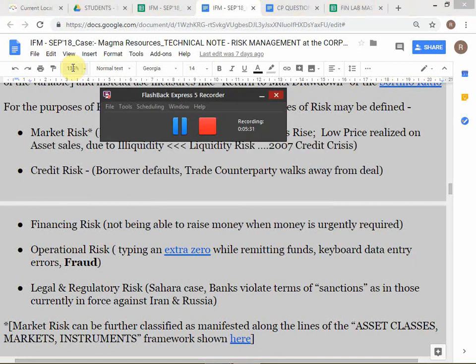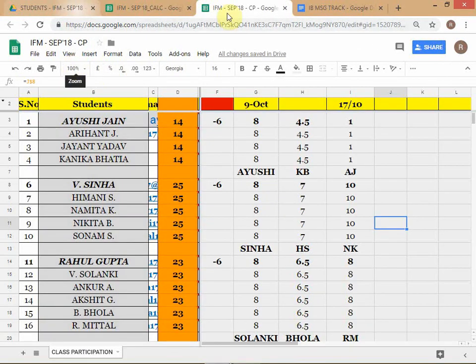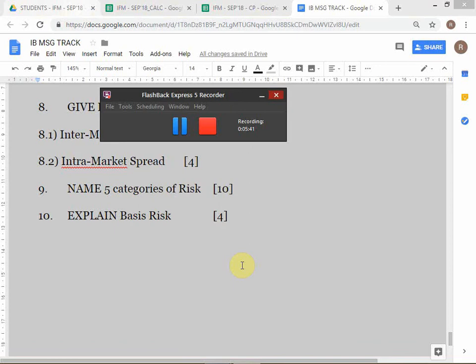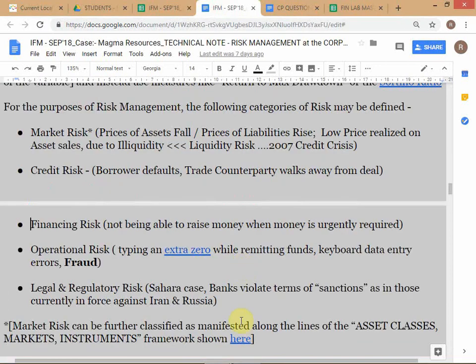I'll just do the coverage of the CP questions. So I'll start with question number 9. Very easy, straight from your notes. Many of you said financial risk. I have still given you the marks for that, although the right word, financial, is not the same as financing. But I've been very lenient and I've given you full marks if you mentioned financial, okay?